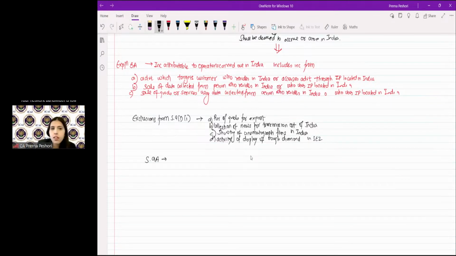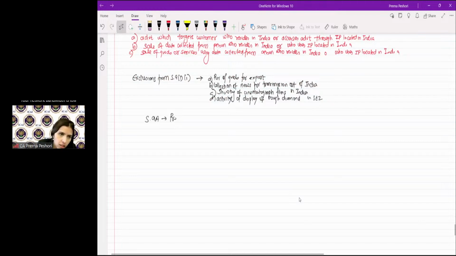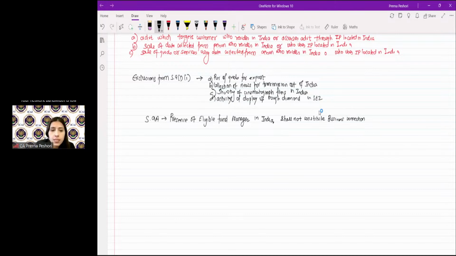Section 9A. What is section 9A? This is the exclusion from the business connection. Presence of an eligible fund manager in India shall not constitute a business connection for the eligible fund. It shall not constitute the business connection of the eligible investment fund.